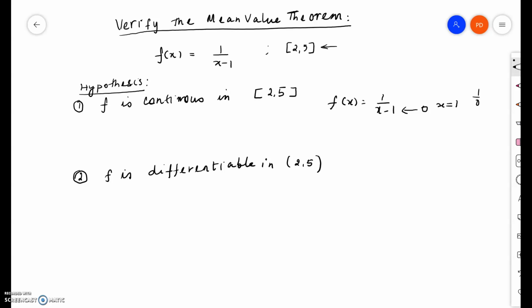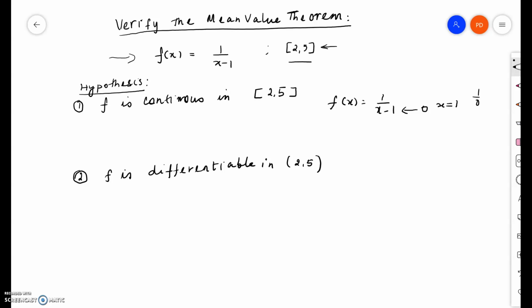So here we'll verify the mean value theorem for f of x equals 1 over x minus 1 in the closed interval 2 comma 5. First, let's check the two conditions in the hypothesis of the mean value theorem. Let's make sure first that f is continuous in the closed interval 2 comma 5.